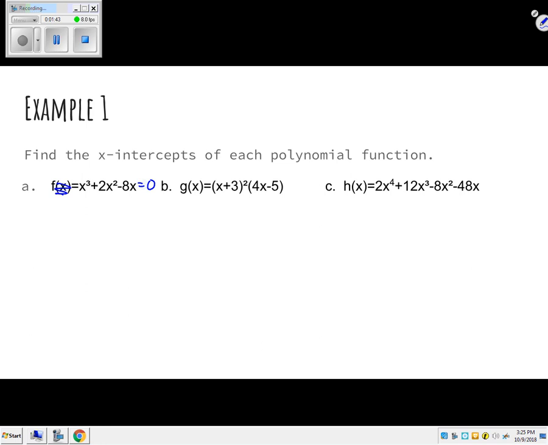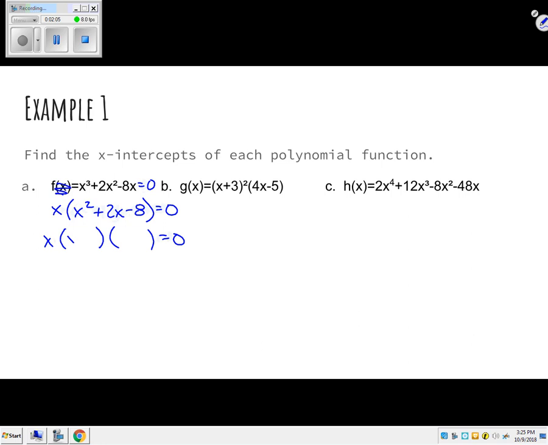So I'm looking for my first greatest common factor here. I see I can pull an x out of everything. I get x squared plus 2x minus 8, and I set that equal to 0 still. So I pulled out the greatest common factor. Now I'm looking at that trinomial. I see it will factor down into two binomials.